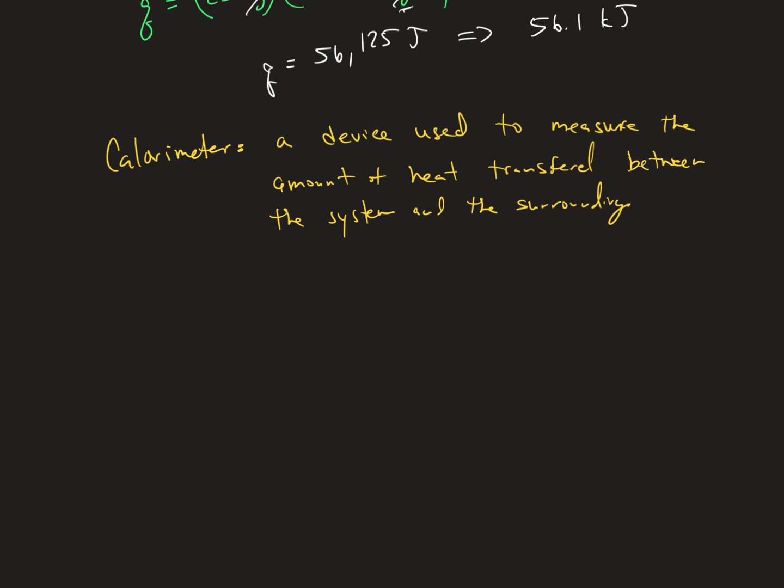All right. I didn't finish this. Transfer between the system and its surroundings in a chemical or physical process. So we're going to start with physical process. Why? Because that's simple. We're going to start simple, but then we'll end up doing it with chemical reactions. Okay?